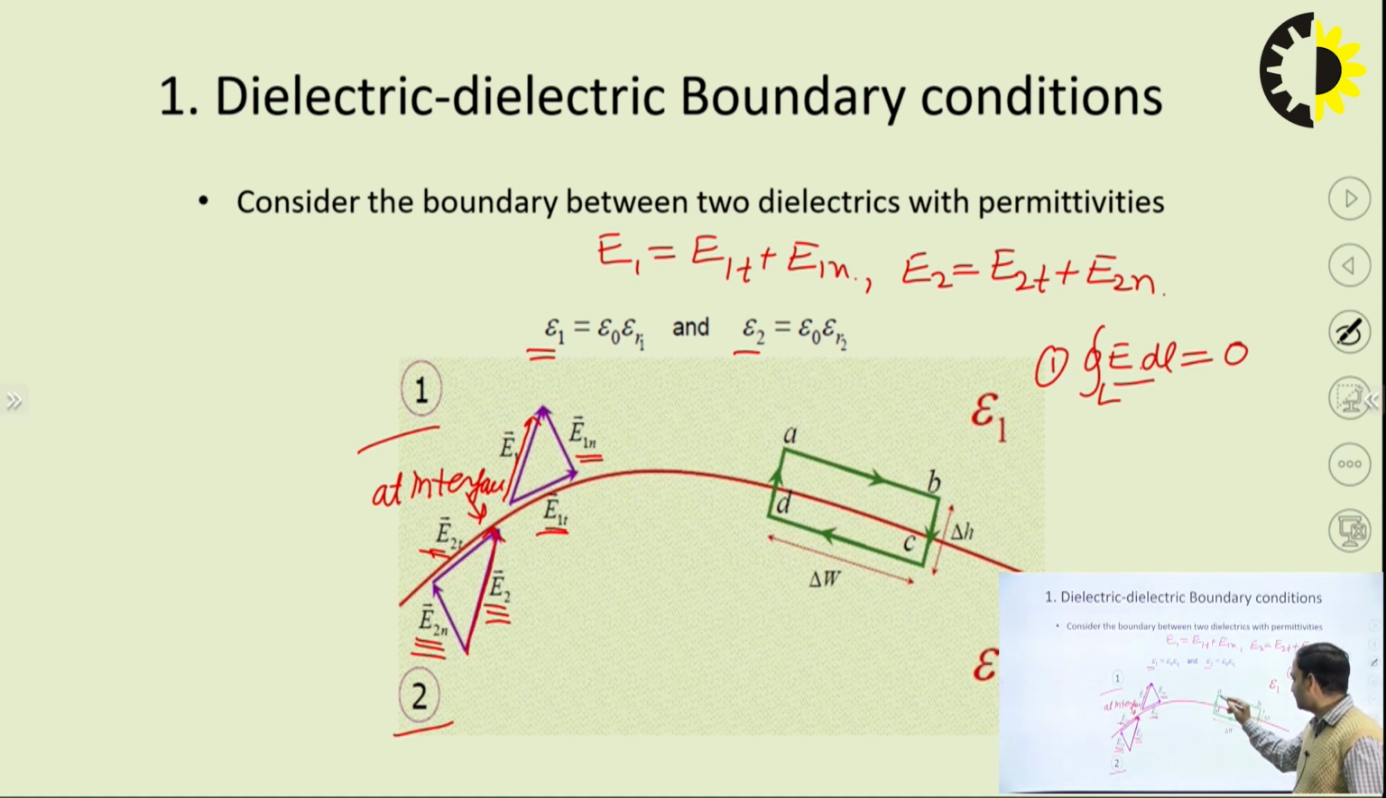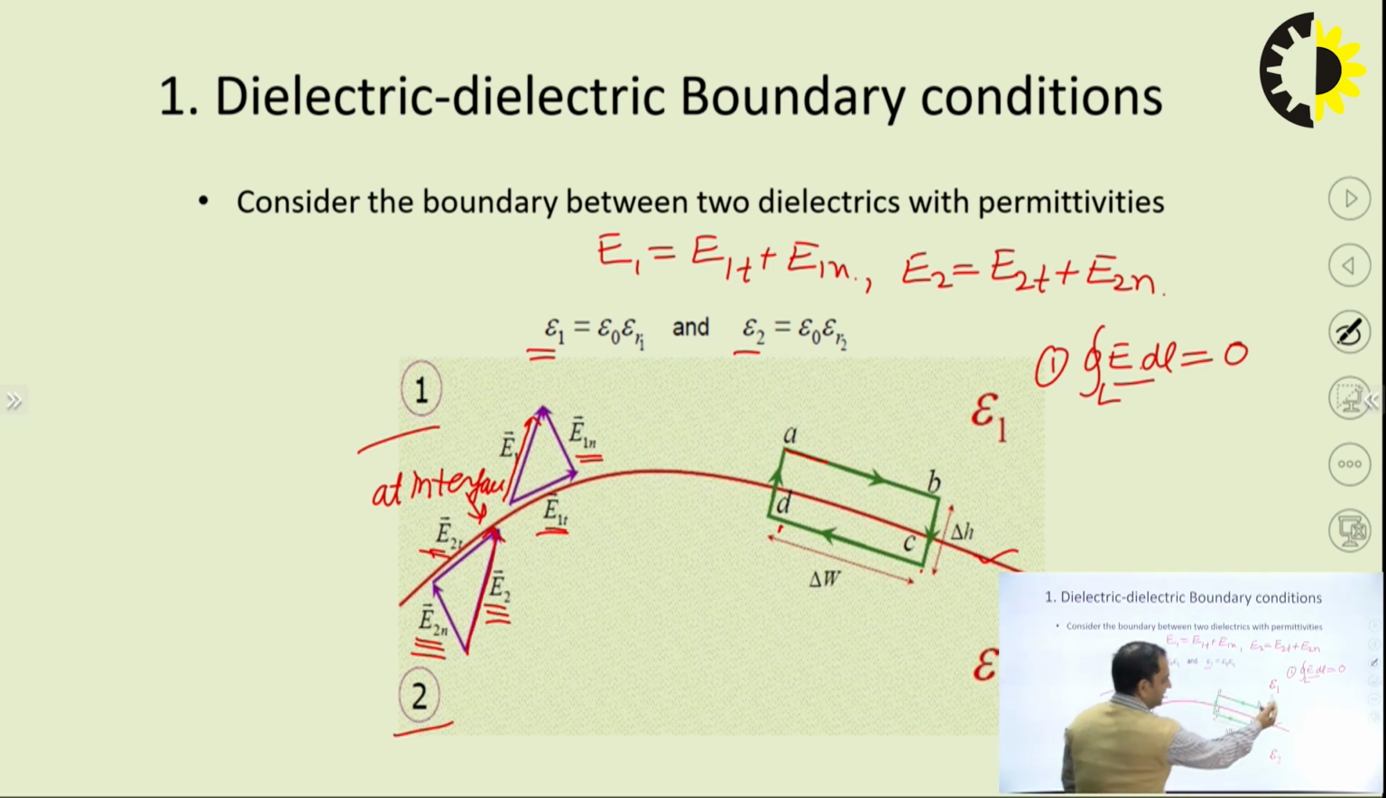So this is the interface, and we are covering it with the closed path A to B, B to C, C to D, D to A. This is the direction for the closed path. We have to integrate E·dl, so just for example, we can apply E·dl here.